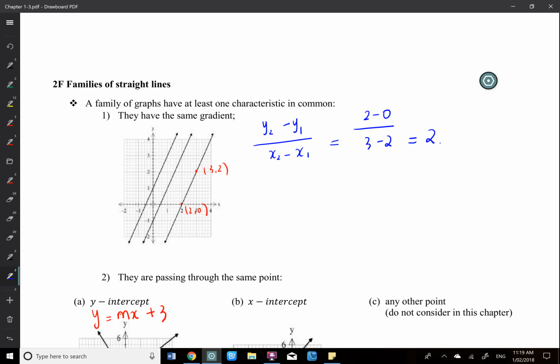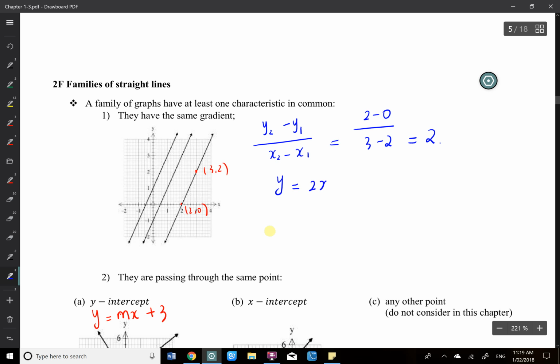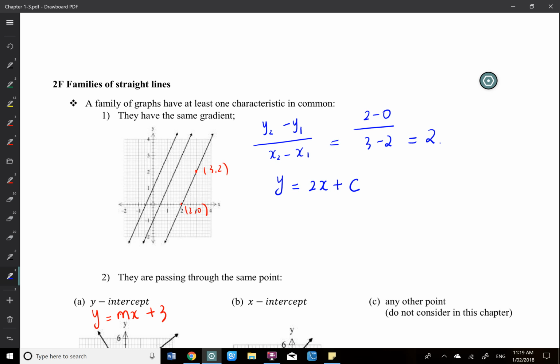So it is 2 for all these lines. So the family of graphs we can write in the form y = 2x + c, where c can change. When c changes, the graph shifts up or down. So this is a family of graphs. They all have the same gradient, which is 2. Then changing the c value means changing the y-intercept, and we get different graphs, but they're all parallel to each other.